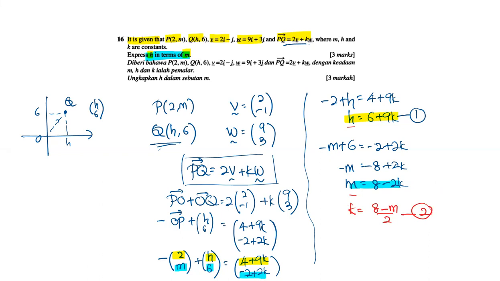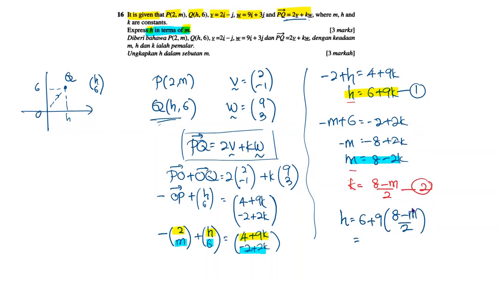Then substitute equation 2. H equals 6 plus 9 times 8 minus M over 2. Expand everything. That will give you 6 plus 36 minus 9 over 2 M. 42 minus 9 over 2 M.